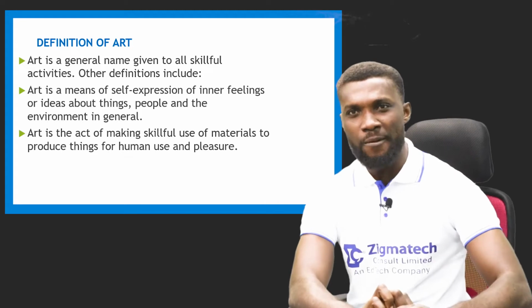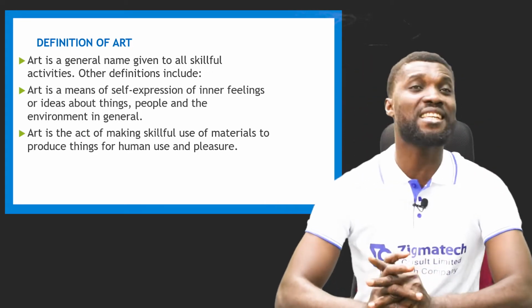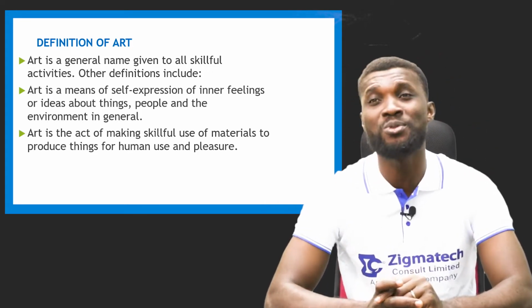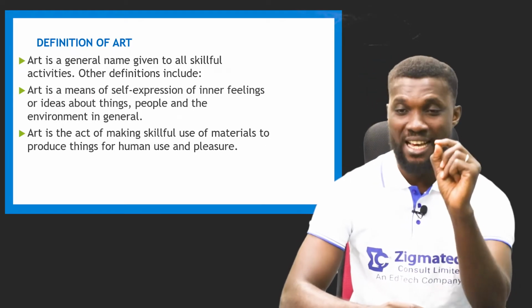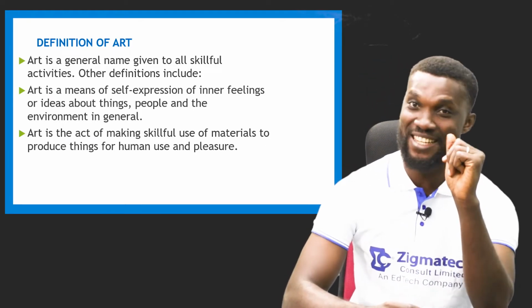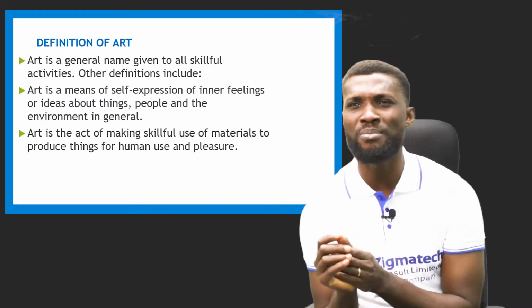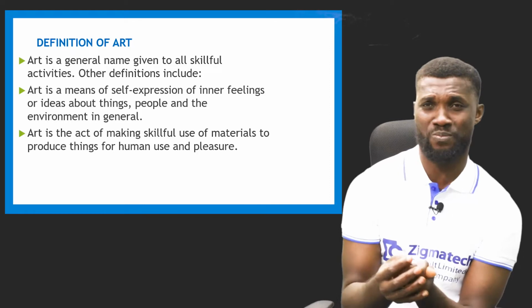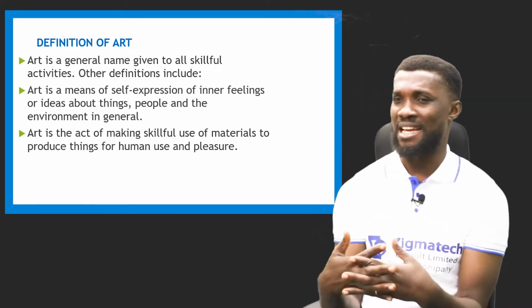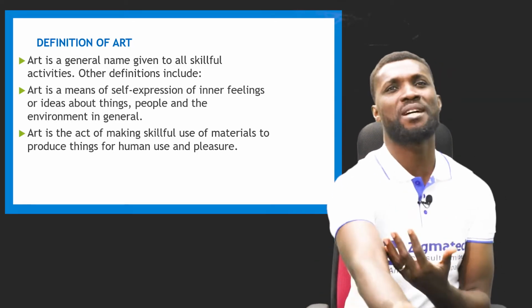Now, thirdly, art is the act of making skillful use of materials to produce things for human use and pleasure. Hey, did you get that? So now you should start thinking, if art is the art of making skillful use of materials to produce things for human use and pleasure, what am I going to give back to the society?